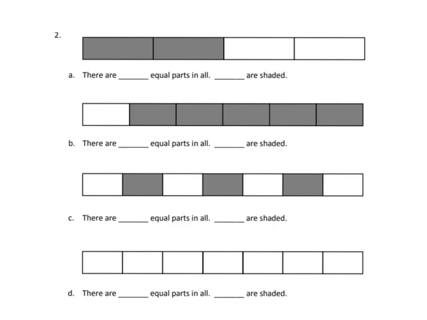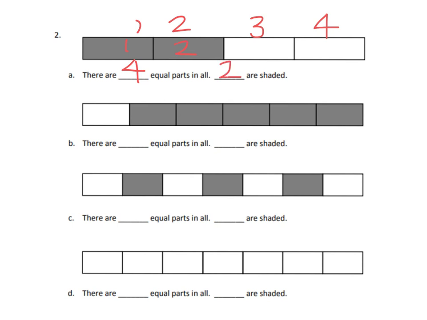Let's take a look at number 2. It says there are blank equal parts in all. Blank are shaded. So if I take a look, I have 1, 2, 3, 4. There are 4 equal parts, and I see that there are 1, 2 shaded.